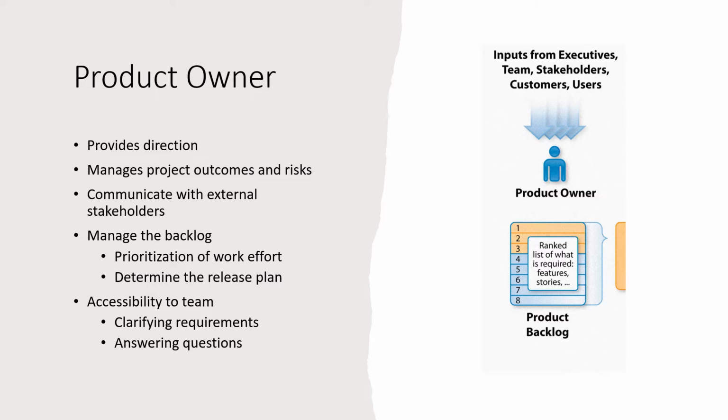They take input from stakeholders about what the team should do, and they translate that into a backlog. They're responsible for assigning priority items to the backlog and helping to determine the release plan for the team. The product owner also communicates the plan and roadmap with external stakeholders. Product owners participate in important Scrum meetings, including release and sprint planning and the sprint review. And the product owners are available to the team for clarifying requirements, answering questions, and providing feedback.